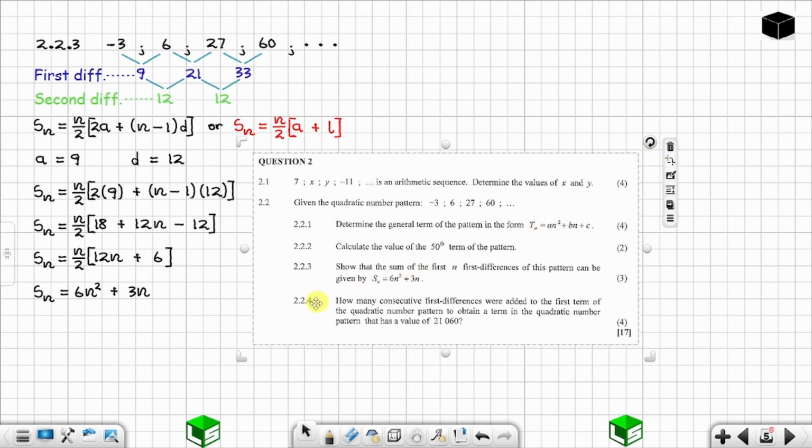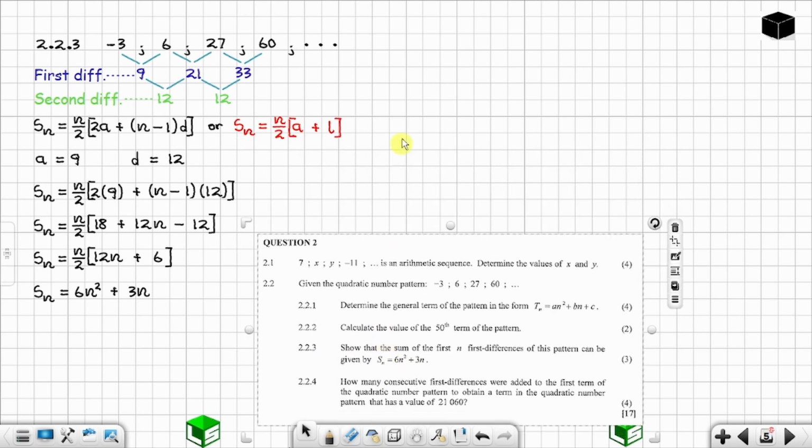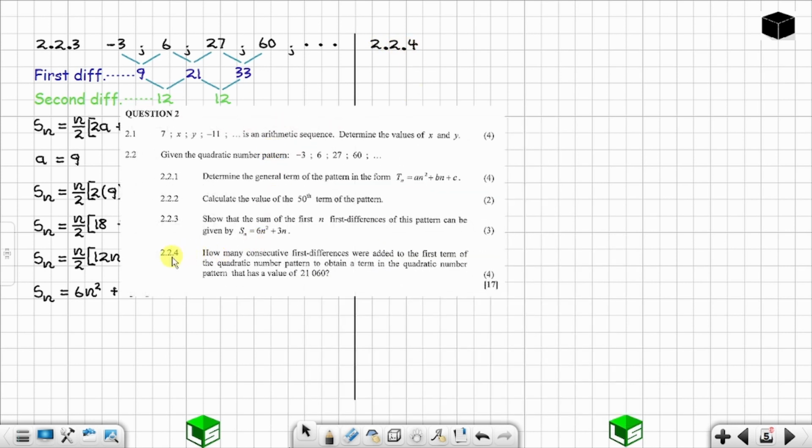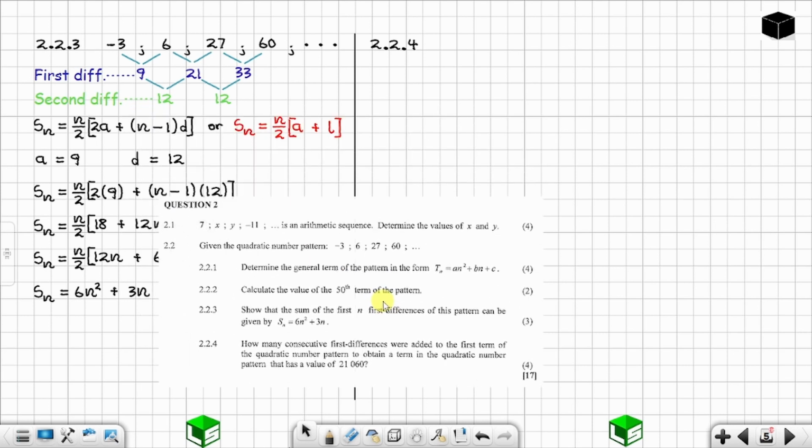Now let's do the next question, 2.2.4. Let me make a line here and do 2.2.4. What is the question? How many consecutive first differences were added to the first term of the quadratic number pattern to obtain a term in the quadratic number pattern that has a value of 21,060? Okay, let's get the quadratic number pattern down so that you can understand this question. You need to understand the English so that you can solve it.